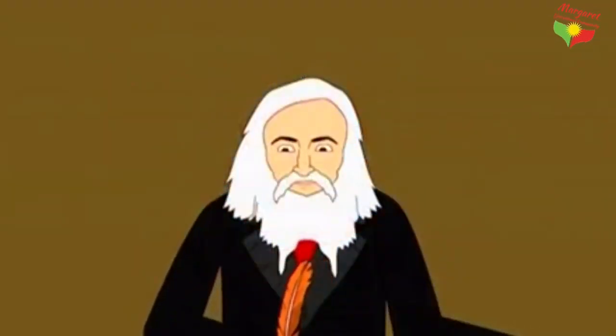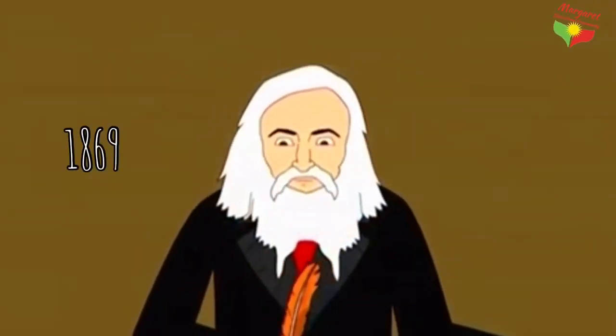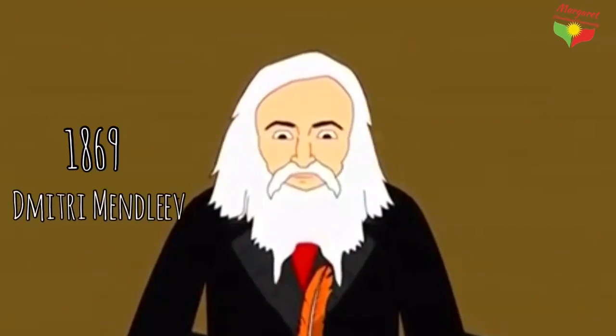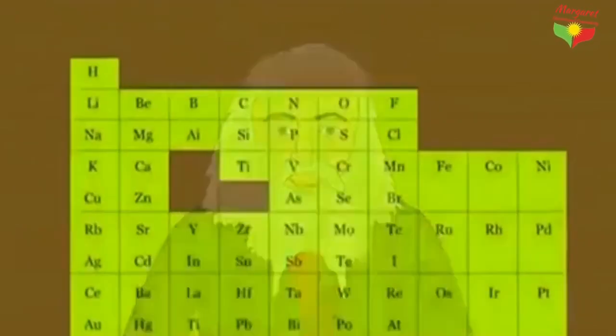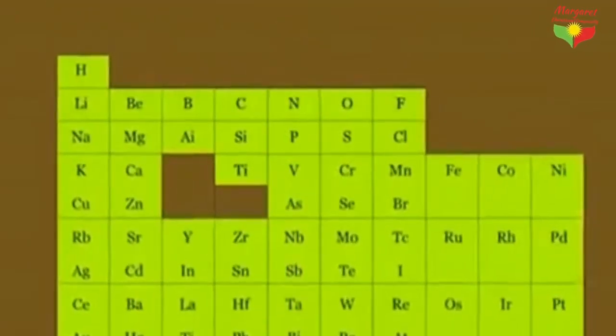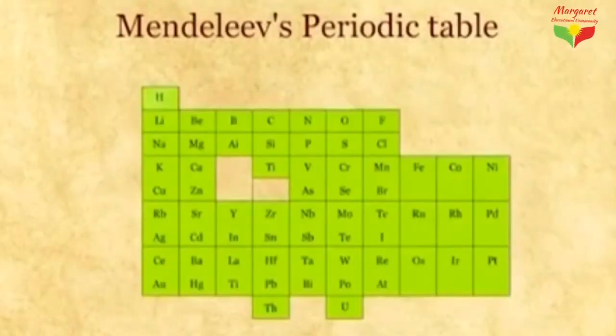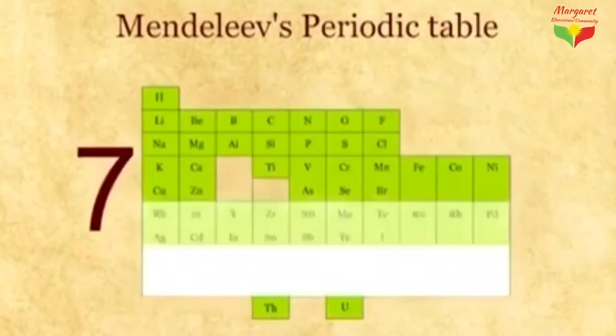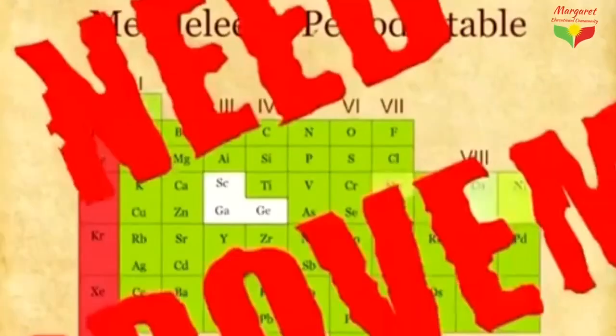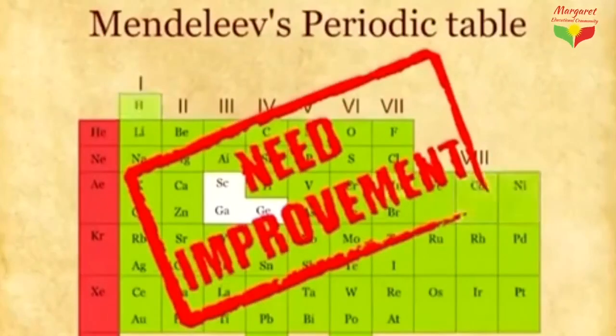Until in 1869, a scientist named Dmitri Mendeleev organized elements by their atomic masses. Mendeleev noticed that if elements were put in order of atomic mass, some properties appeared in a predictable pattern. This was not actually bad, but it needed improvement.